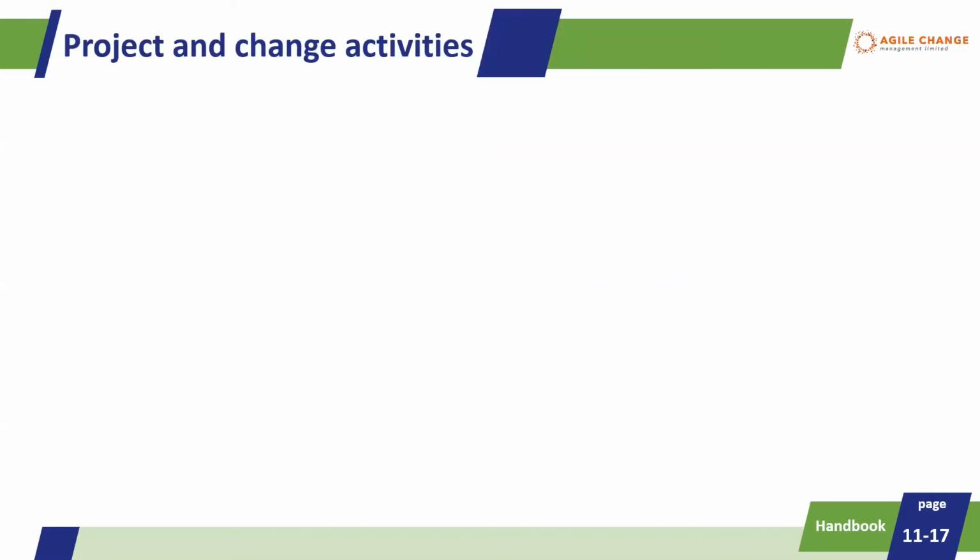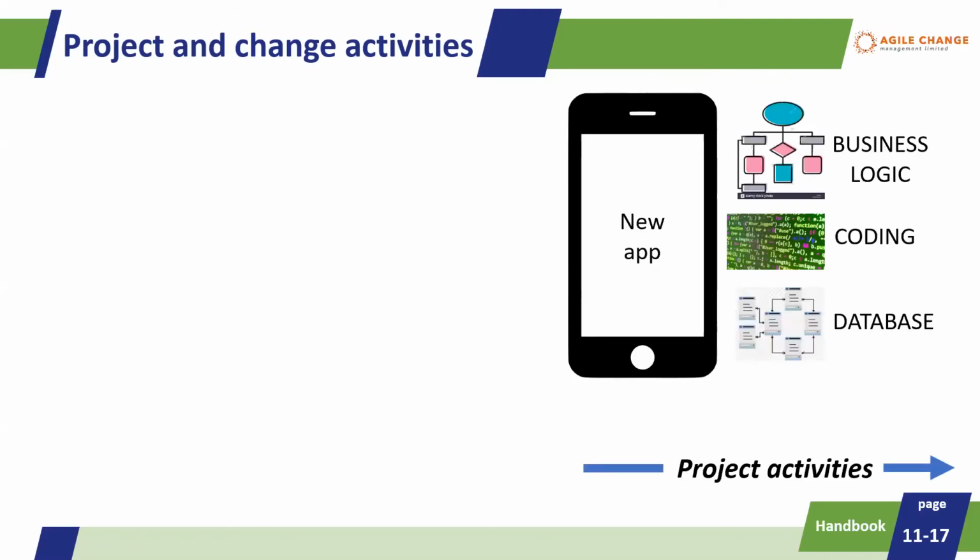So what are the different activities? Let's take an example. Let's say we're building a new app, a new mobile app that somebody can use to do something. So the project team are going to be doing all the development work. So they've got lots of activities about building the business logic, coding the app, building the database that sits behind it, looking at the user experience on the app and making sure the design's as good as it can be. So they'll deliver functionality that we can use from the app.